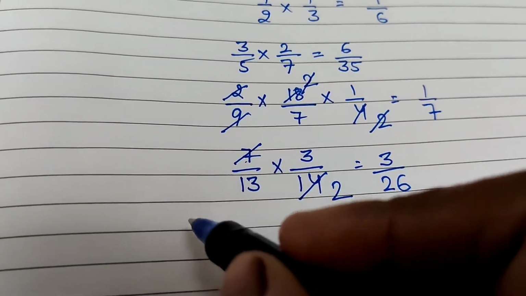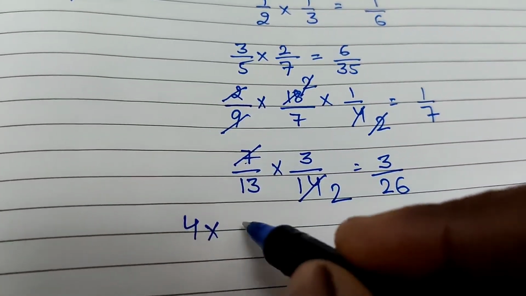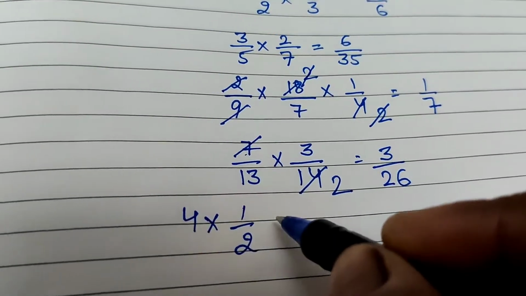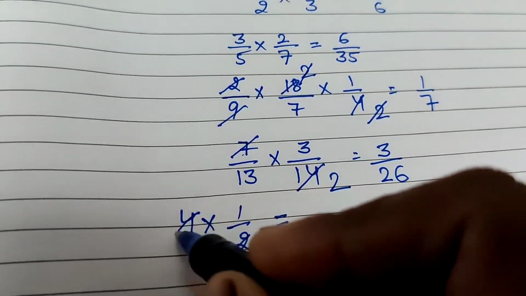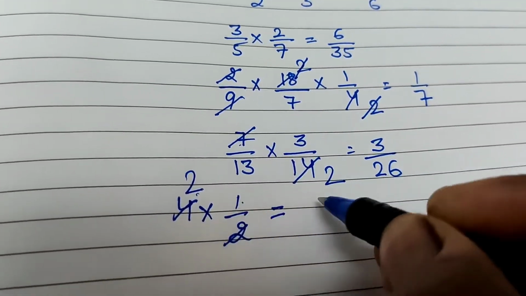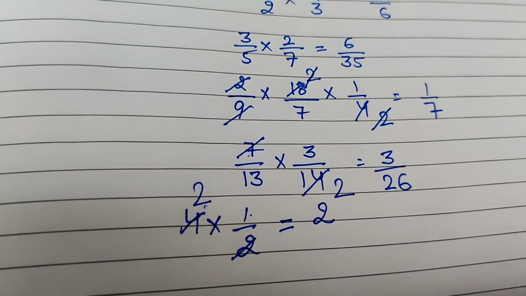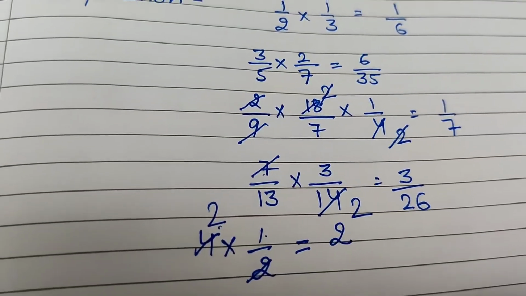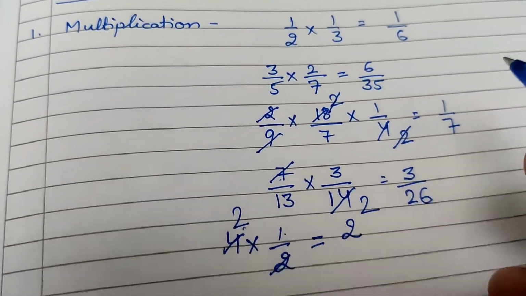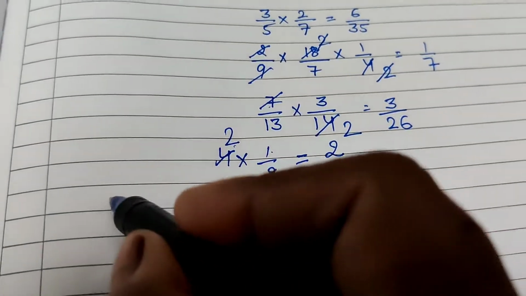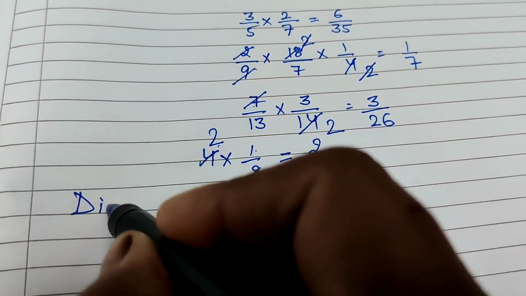If a single number is written here, 4 into 1 by 2. This is equal to 2 into 2 to the 4. So 2 ones are 2. The answer is 2. Okay. Next, division of fractions. This is the division of fractions.